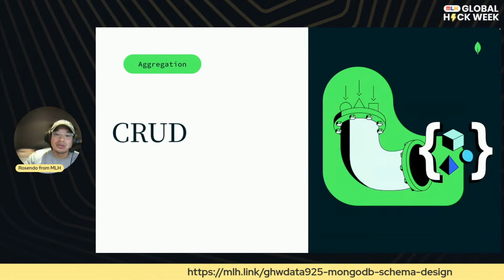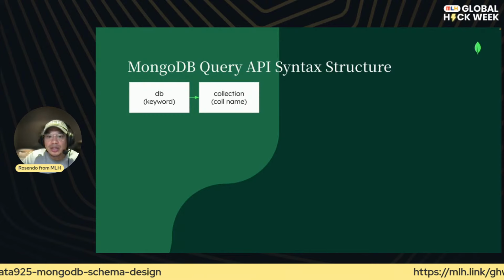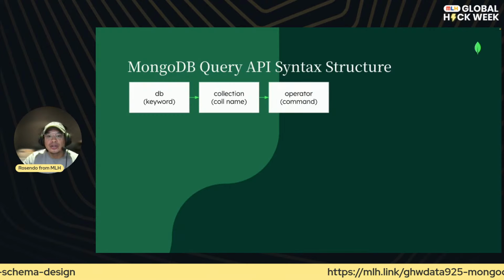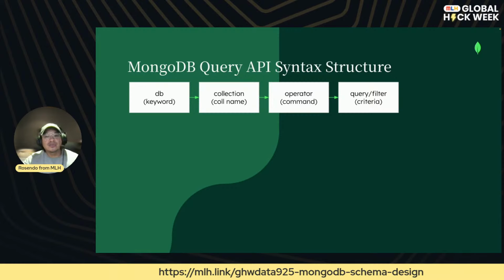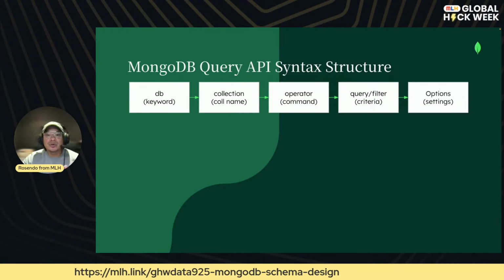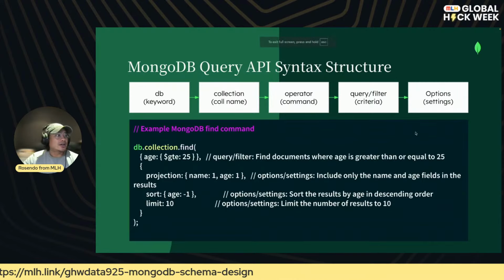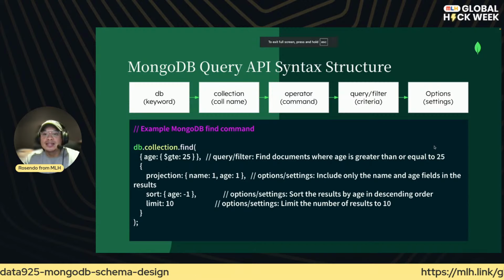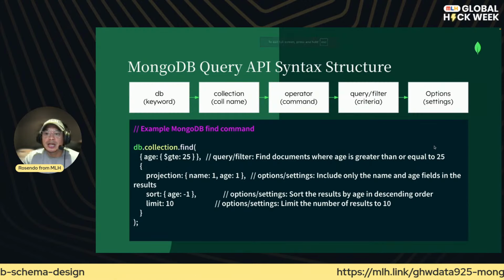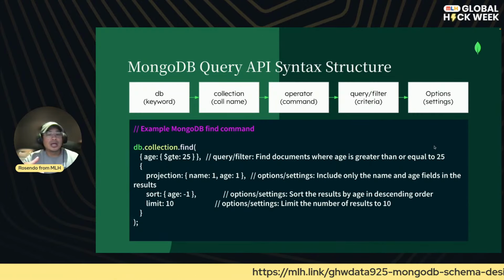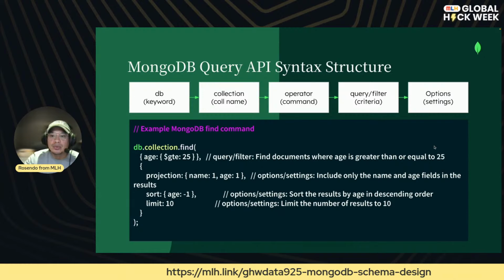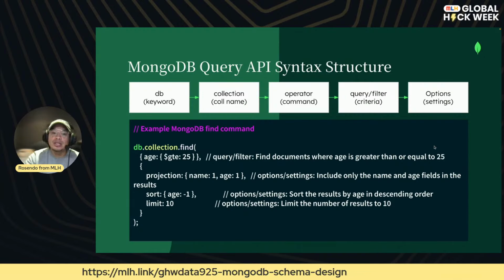So let's dive right into it and review the typical syntax. Here we're going to have db, which is a keyword. Then we're going to have the collection or collection name. Then the operator or command. Then a query or filter, which is the criteria. And then options or settings. Here, as you can see, is an example of a query that you would be using. Obviously, sometimes you're going to write your code inside of a language that you're familiar with within your program.